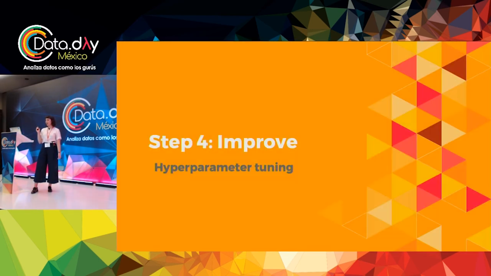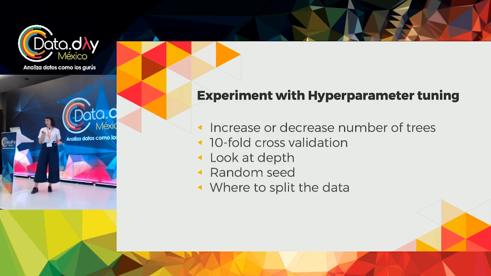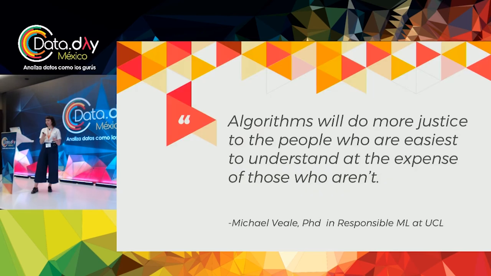Okay, so now we are going to improve this model. Our fourth part. So these are different ways of increasing via hyperparameter tuning. I did a bit of this in the section before. And what I discovered is that removing outliers was the single most important part of improving our MAPE score.